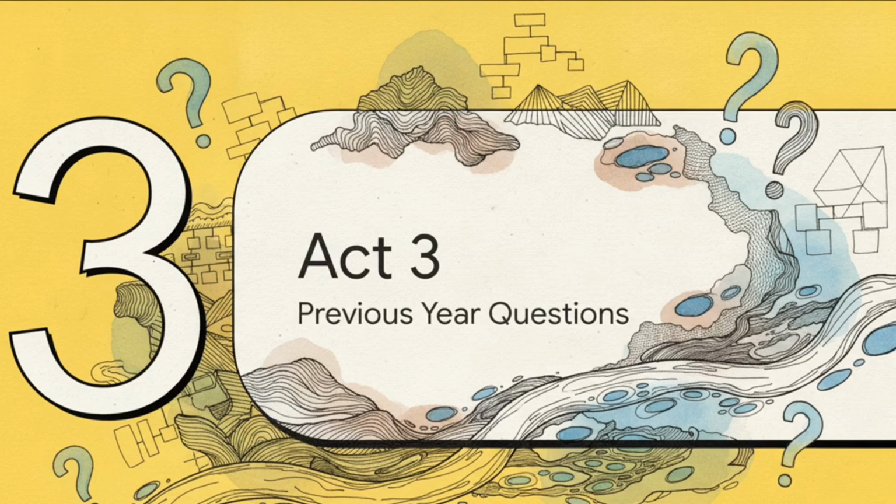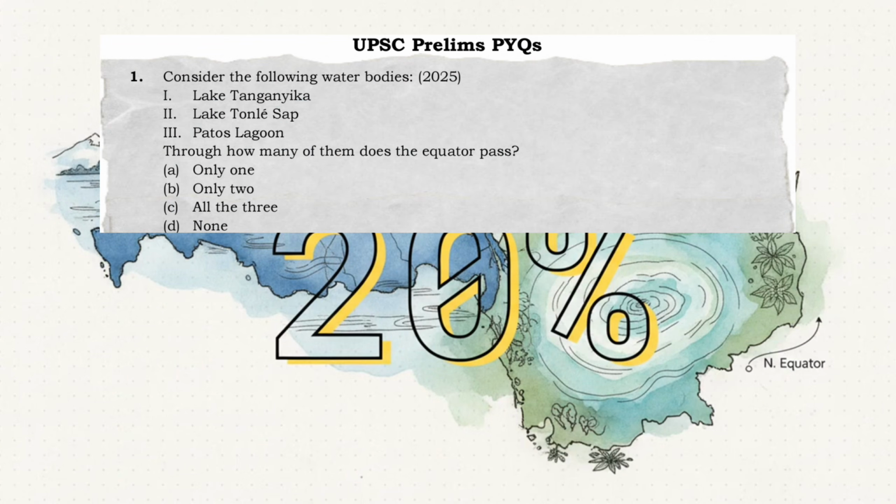Act 3. Previous year questions. Let's see how all this structured visual knowledge actually translates into real UPSC exam scenarios. Question 1. UPSC Prelims 2025. Consider the following water bodies: 1. Lake Tanganyika 2. Lake Tonle Sap 3. Patos Lagoon. Through how many of them does the equator pass?